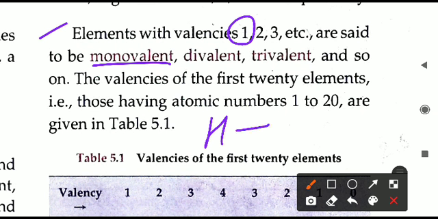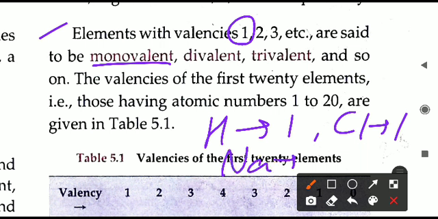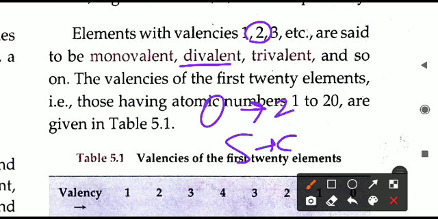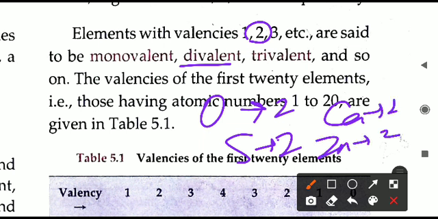Like hydrogen valency is 1, chlorine valency is 1, sodium valency is 1. All these are having valency 1. Potassium valency is 1. These are all called monovalent substances. If the valency is 2, like in the example we'll take oxygen, sulfur, all these are having valency 2. Calcium is having valency 2. Zinc having valency 2. All these are divalent.